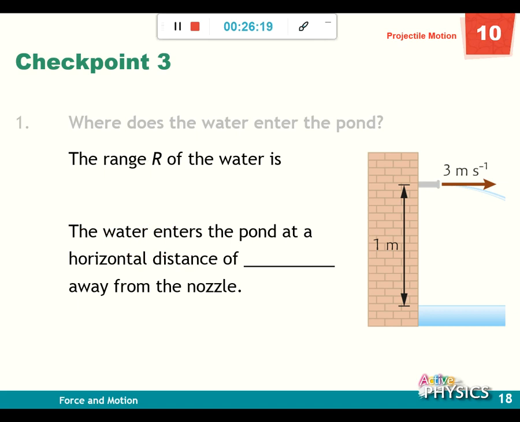Next, range. Once again, for the range, you should focus on the horizontal one, but the time of flight is important. R is Ux times T. Ux should be 3. Time of flight should be the last answer. Then you can get the range.